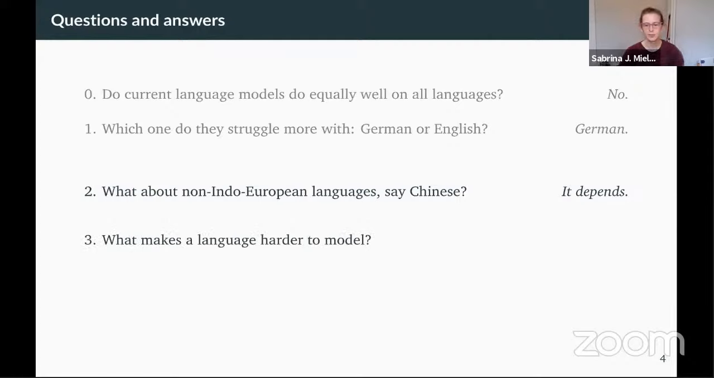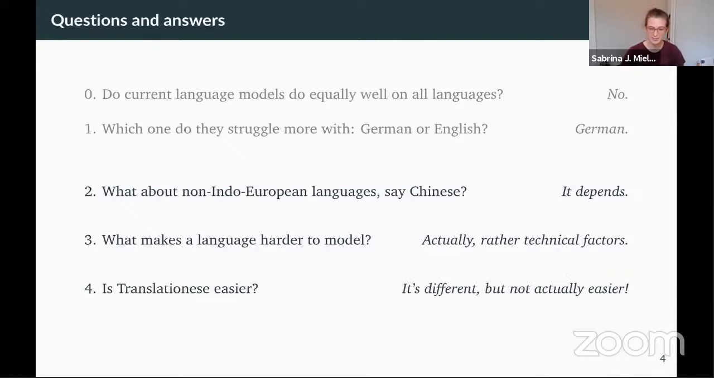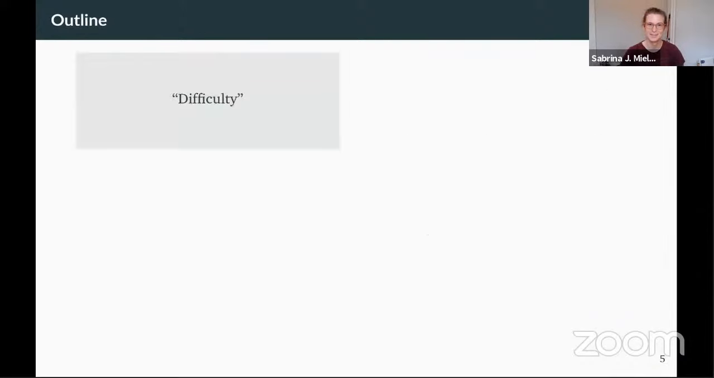So what makes a language harder to model is not quite that question, but rather: are there any linguistic correlates or any properties of the language that make it hard for a language model? And it turns out, well, no, not really, but there are some really boring answers. And finally, the one that I am most excited about in this paper, we looked at whether Translationese is easier or harder to model. And the answer might surprise you. We're going to get to that later.